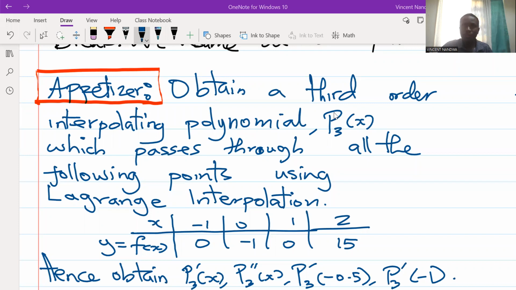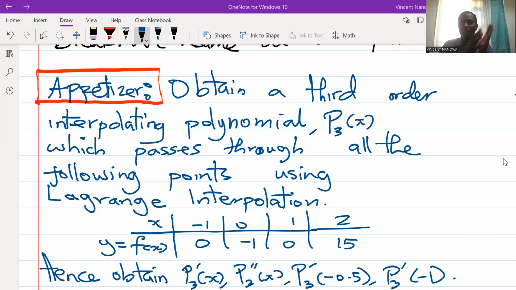So it's now time to reap the fruits of our labor in the previous session, where we derived the Lagrange interpolation formula. Now we want to see how to apply the formula to obtain an interpolating polynomial that passes through the given points. And then once we have the polynomial, use it to find the values of the polynomial and its derivative at some specified points.